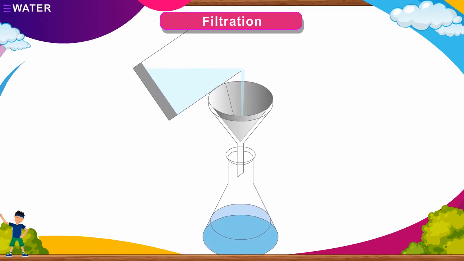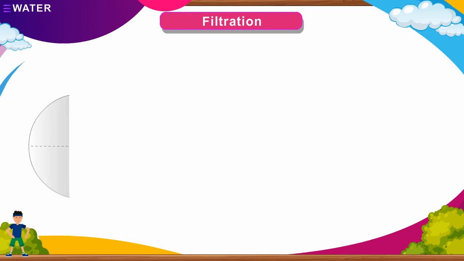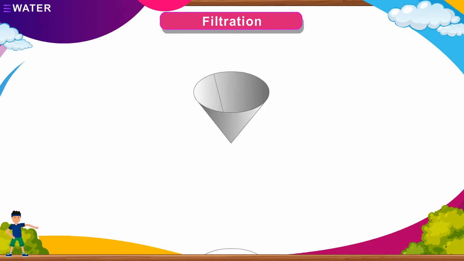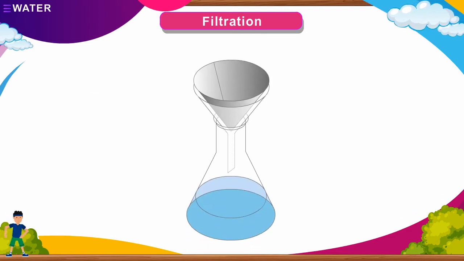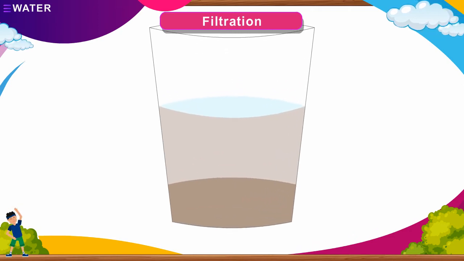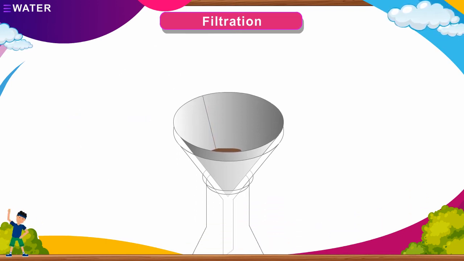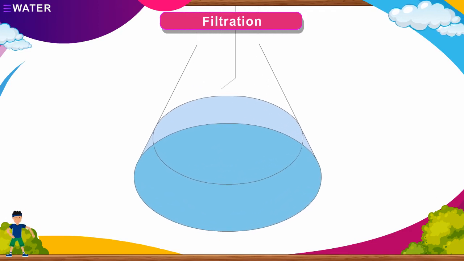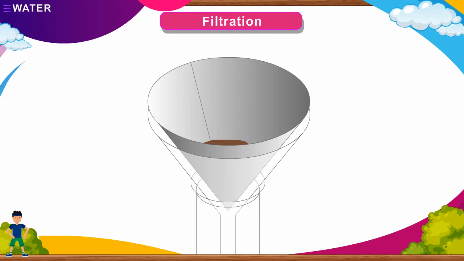Here is an activity showing the process of filtration. Take a filter paper, fold it to make a cone out of it. Fit it inside a funnel. Place the funnel over the mouth of a conical flask. Mix some sand in a glass of water. Pour the sandy water into the funnel. What do you observe? The water collected in the flask is clear. The sand particles are left behind on the filter paper.